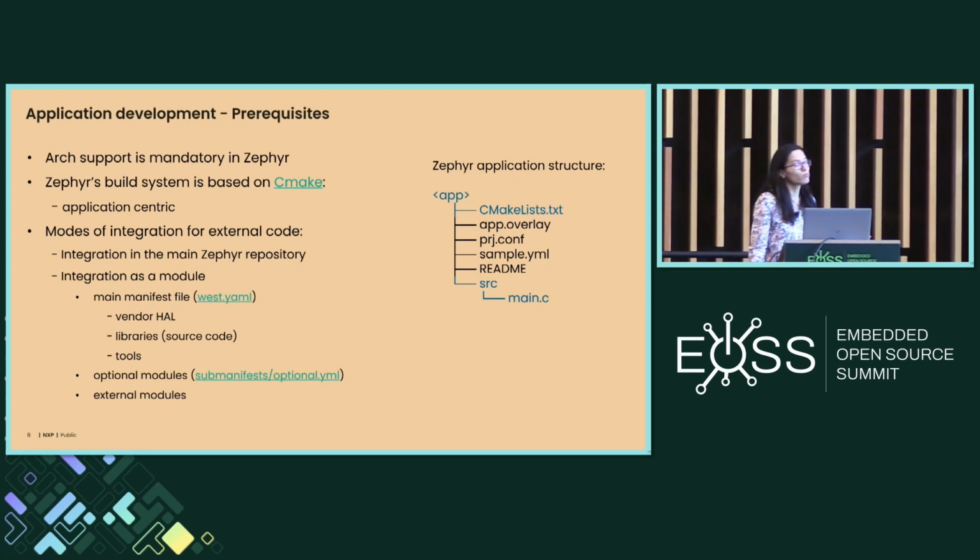Now, optional modules, we can integrate optional modules. These should be standalone projects that have no dependencies on any other project from Zephyr, and they are added in a special YML file. And then we have the external modules. These are not in the manifest of Zephyr. They are out of tree, and we provide only documentation on how a user or developer can activate their functionality.